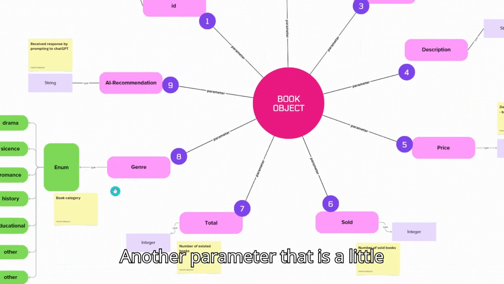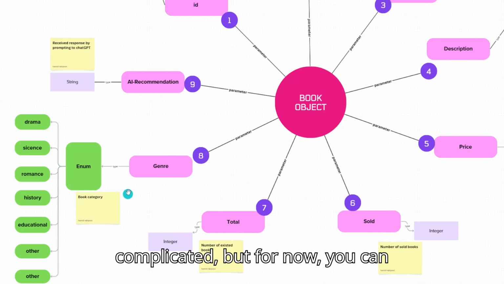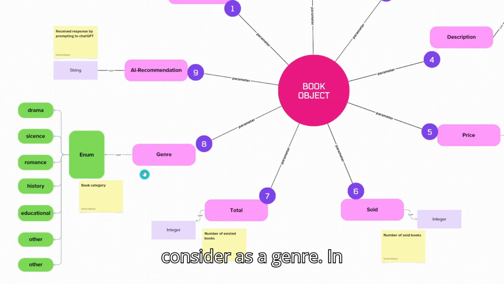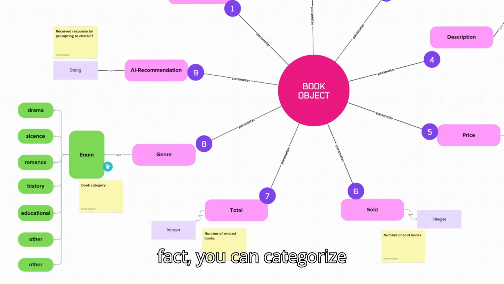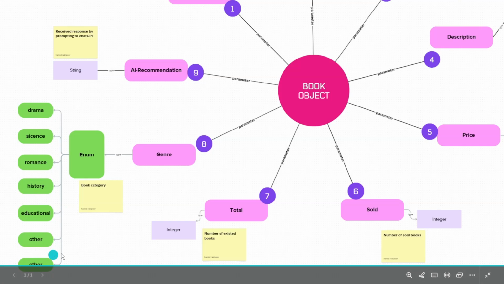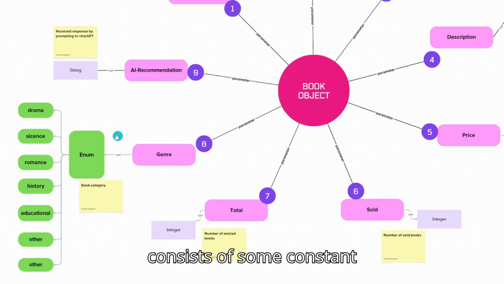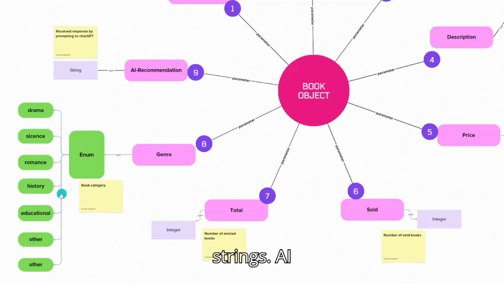Another parameter that is a little complicated, but for now you can consider it as a genre. In fact, you can categorize books by this parameter. Genre is an enum and consists of some constant strings.